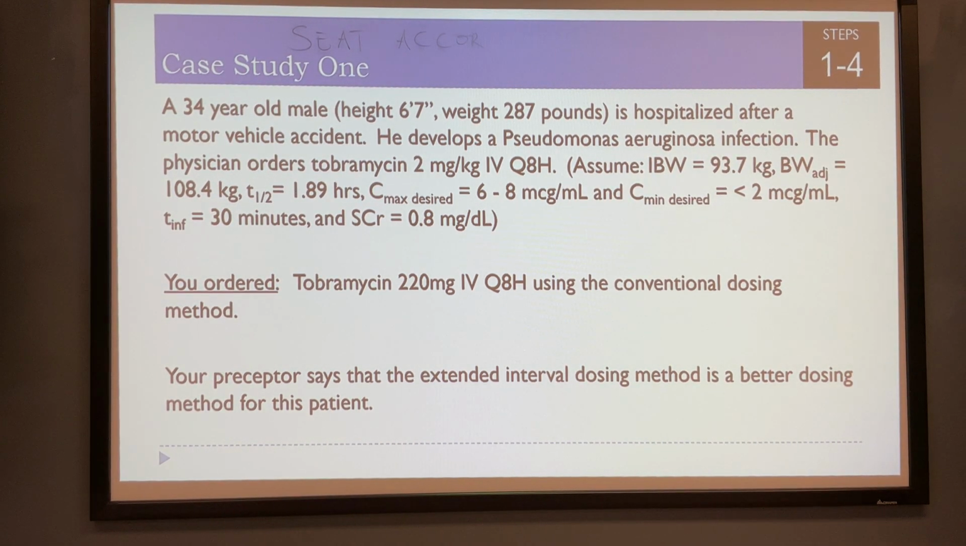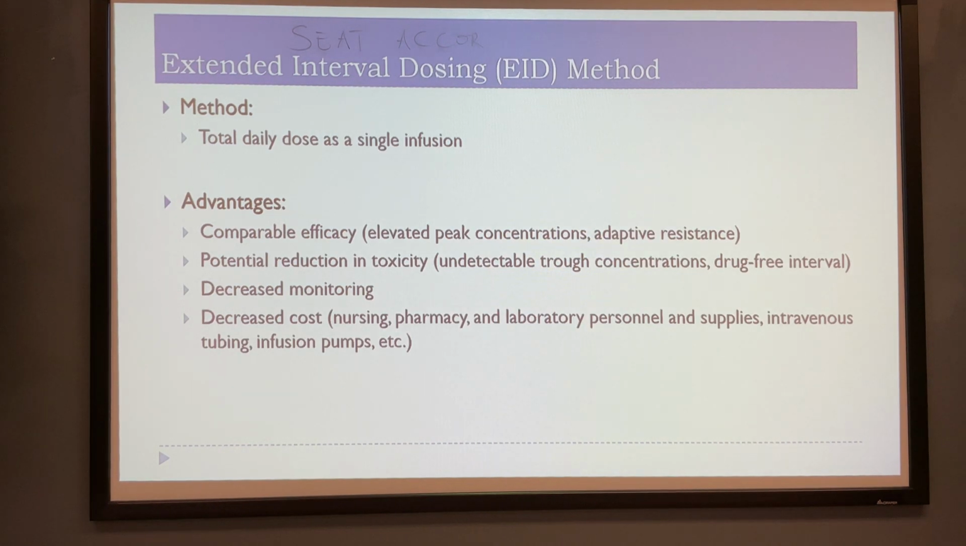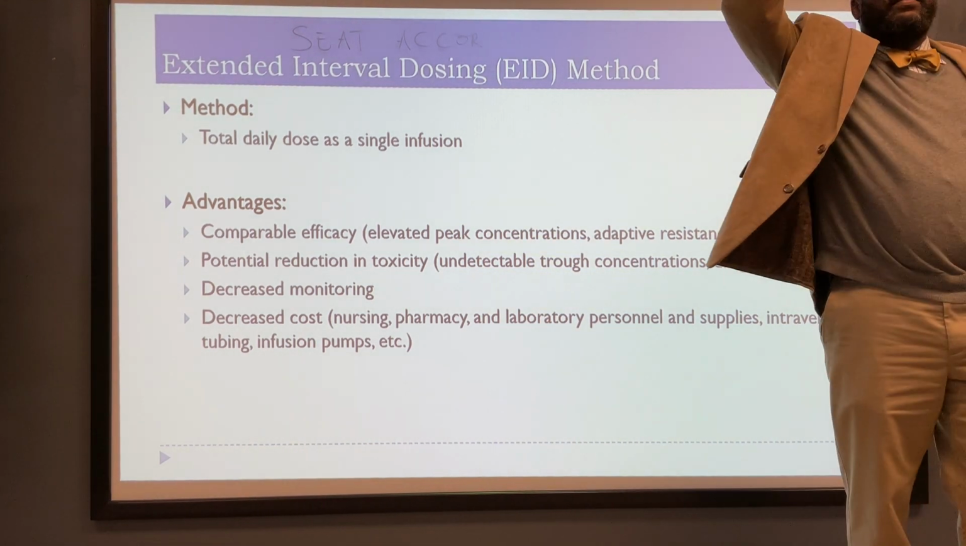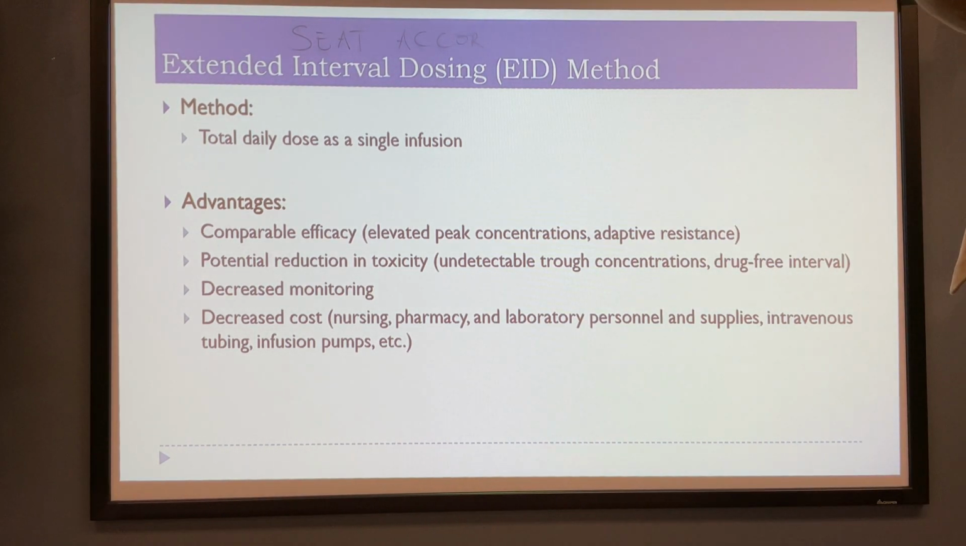If we revisit our first case study from the lab, you ordered 220 milligrams IV Q8 using the conventional dosing method, which is what we talked about on Friday. But your preceptor told you the extended interval dosing method is better for this particular patient. So let's discuss why. When we look at this method, what are the three things that we can change as far as individualizing patient care? Dose and interval, or the time of infusion.